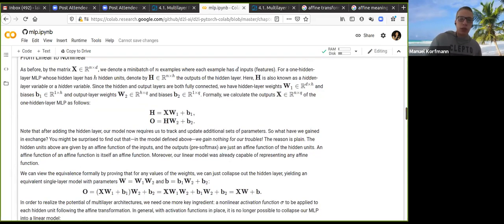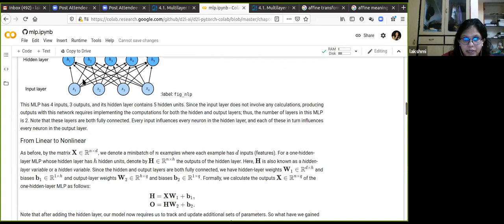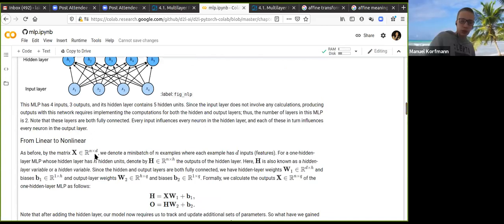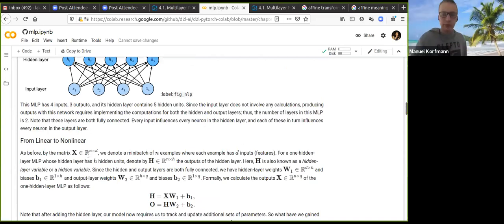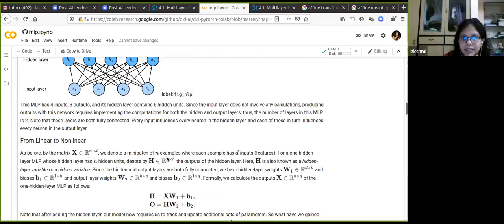There was something at the beginning. So X is the input, is it 4? X is a mini batch, right? Yeah, here actually d is 4. And n is the size of the mini batch.